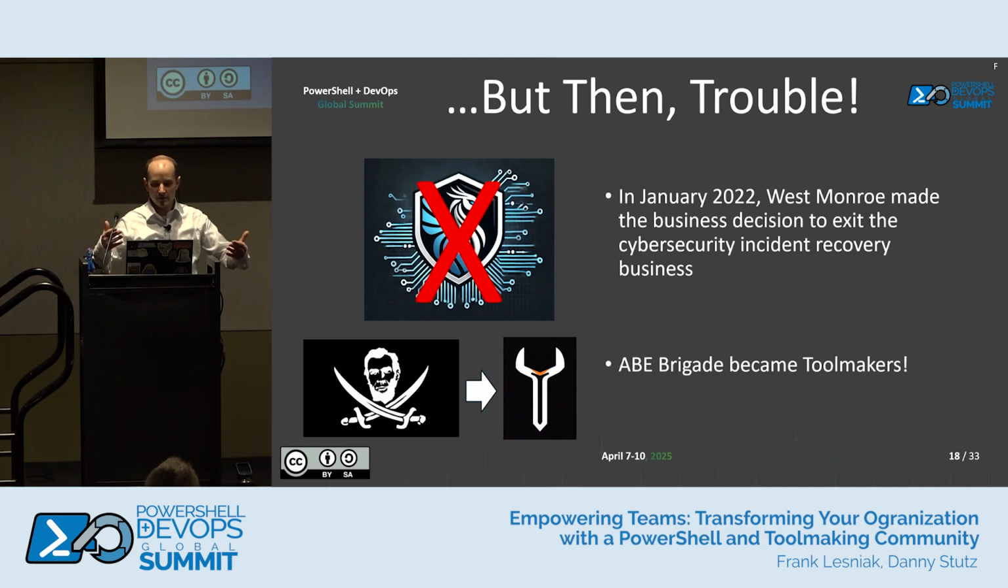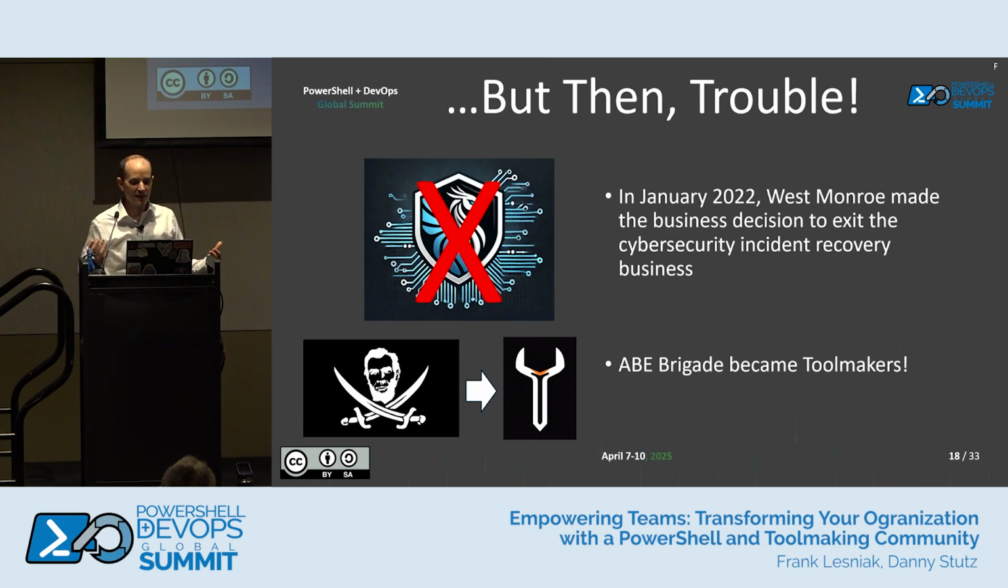And selfishly, we were all really enjoying this ABE Brigade group that was meeting weekly. It was a lot of fun to work on this tool and get together weekly, especially during that COVID era where everybody's pretty much working from home. But we were looking at it realistically, and we're like, well, we can't keep working on this tool. The tool existed to serve our cybersecurity incident recovery business, and if we're not in that business, how can we keep working on this tool?